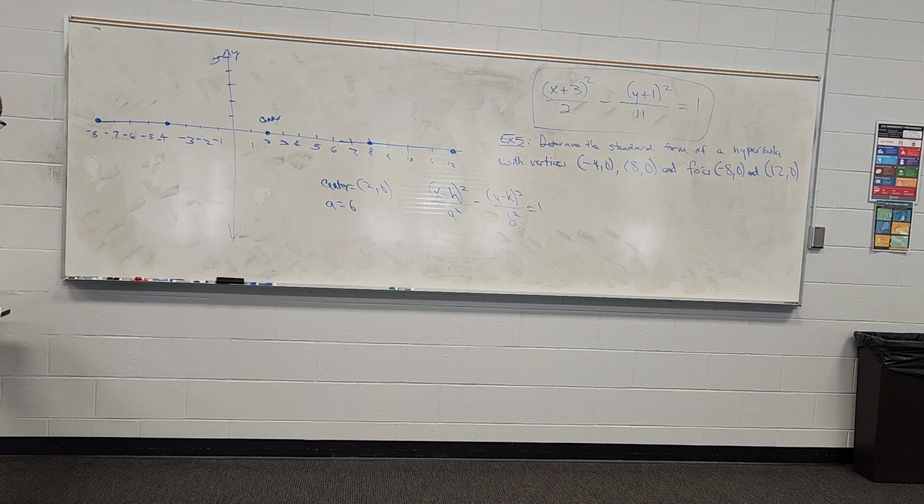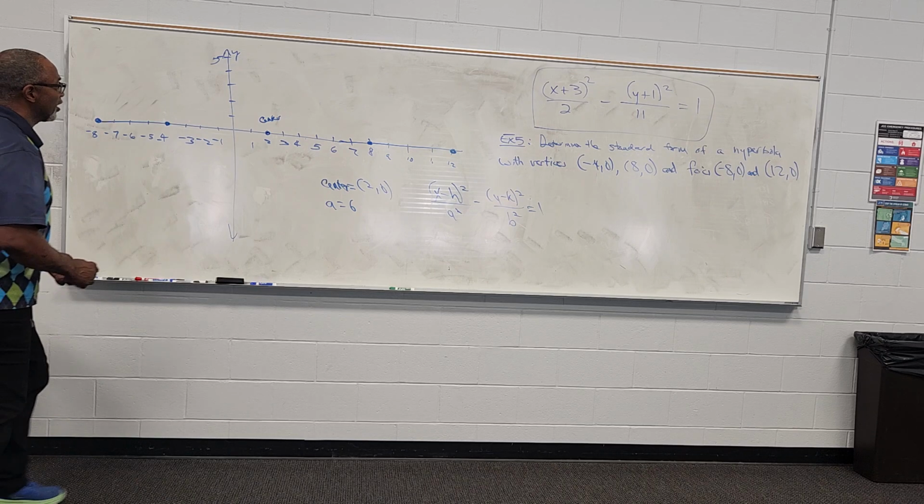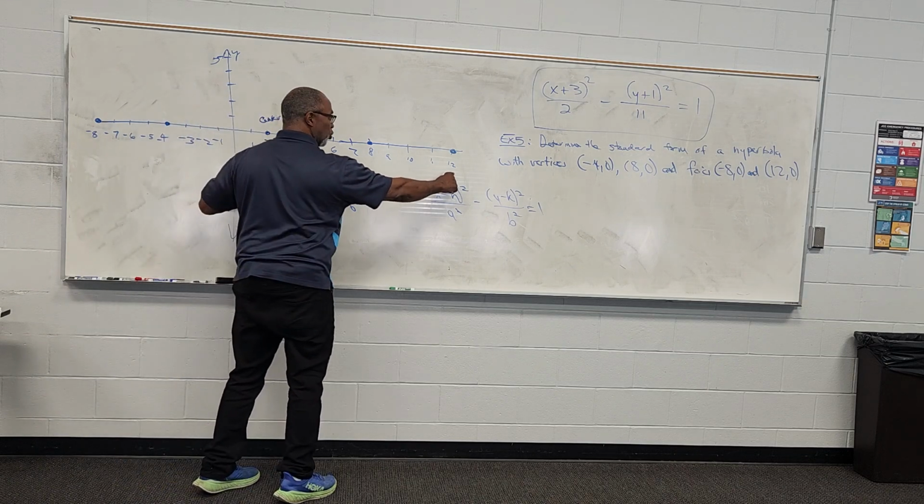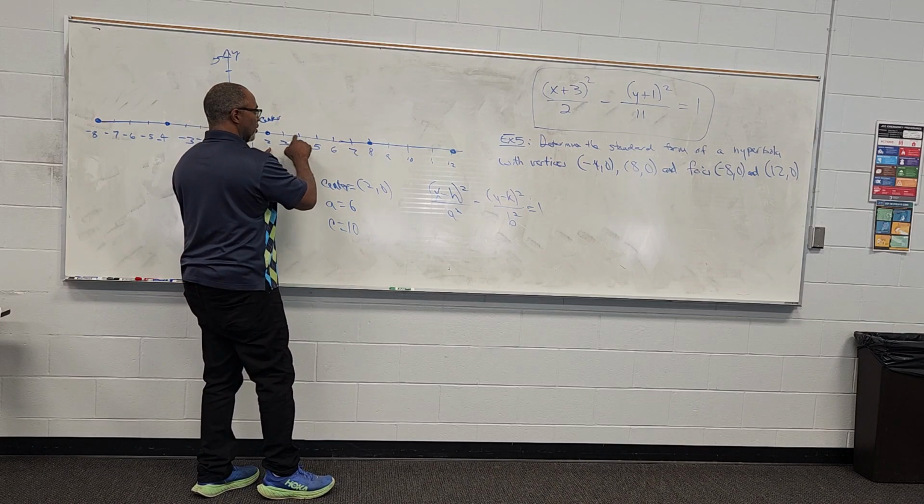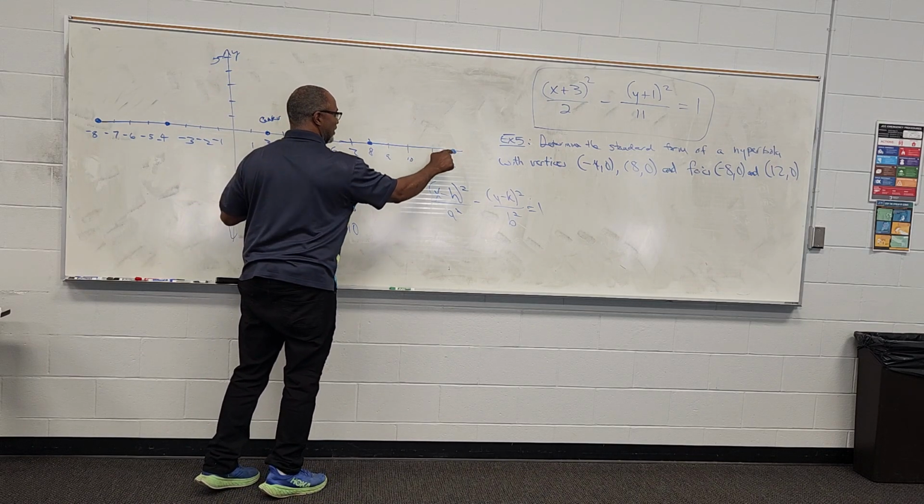a is always the distance between the center of the hyperbola and one of the vertices. All right. Well, the other thing I know is what c is, because I know where the foci are. The foci will always lie c units away from the center. So if I go from my center to a focus, from 2 to 12, 1, 2, 3, 4, 5, 6, 7, 8, 9, 10, c must be 10.